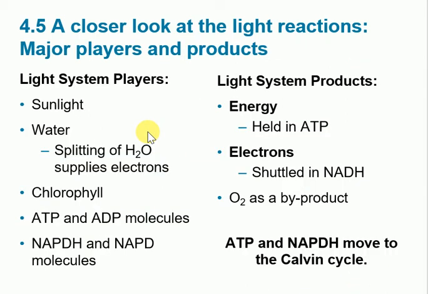So if you're comparing the light system players, you have the sunlight, I have the water, I have the chlorophyll, ADP, ATP, NADPH, and NADP, and the products are energy in the form of ATP. You have NADPH that's going to shuttle the electron. You end up producing oxygen and ATP.